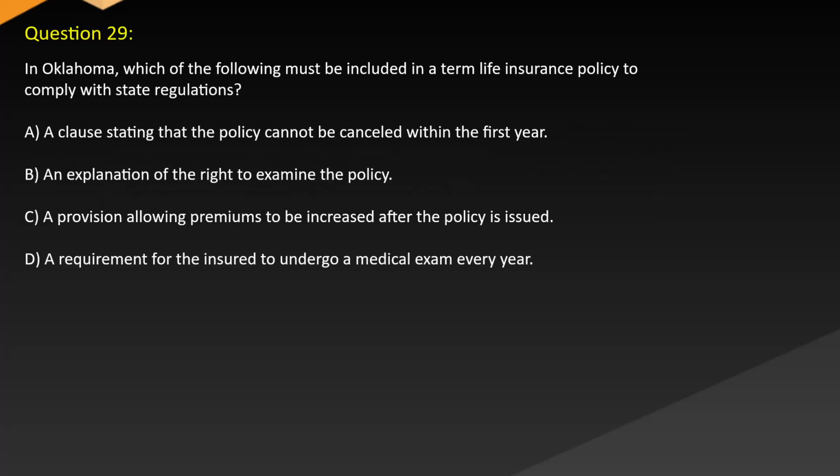Question 29. In Oklahoma, which of the following must be included in a term life insurance policy to comply with state regulations? A. A clause stating that the policy cannot be cancelled within the first year. B. An explanation of the right to examine the policy. C. A provision allowing premiums to be increased after the policy is issued. D. A requirement for the insured to undergo a medical exam every year.